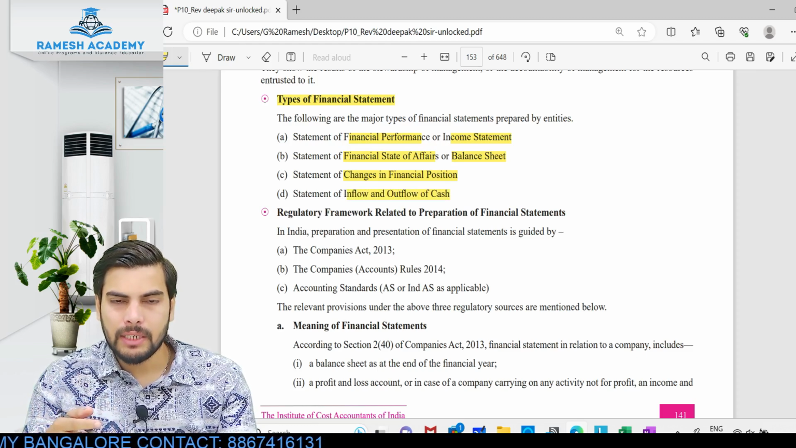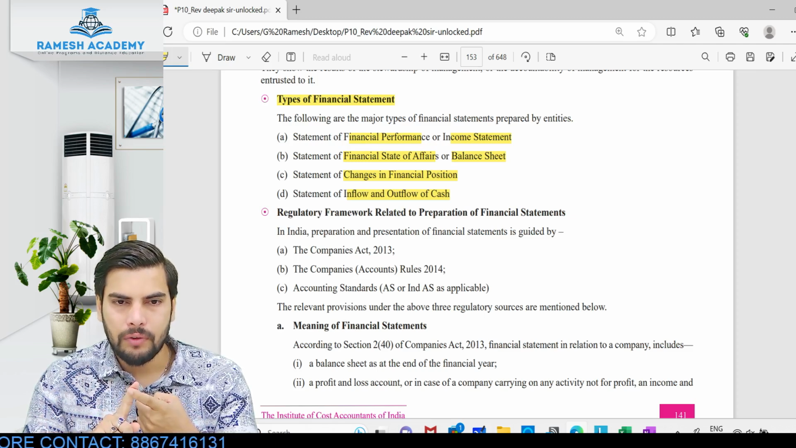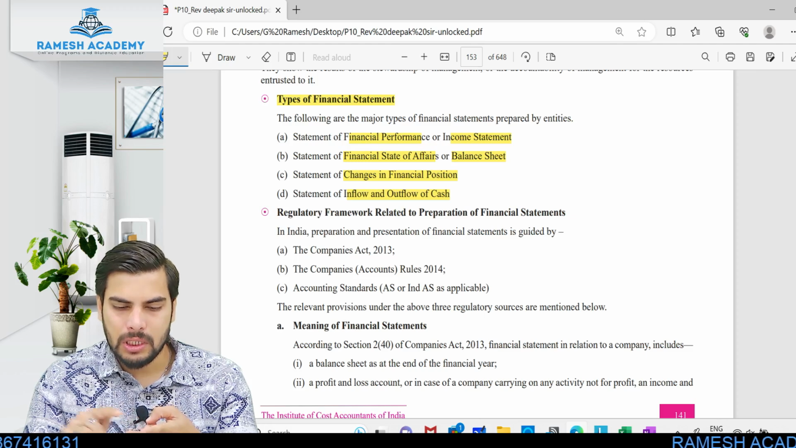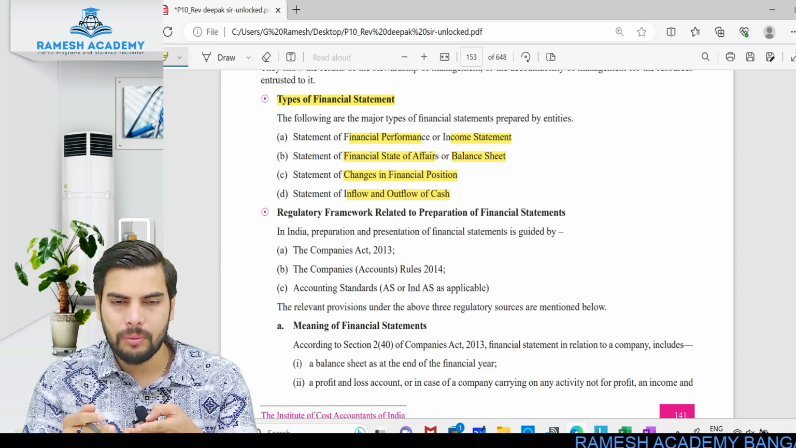So here if you just have a look at it, it mainly includes your P&L account, which will give you the information relating to what? Financial performance. Okay, so financial state of affairs, or financial position, is the balance sheet. State of affairs and financial position, both these pieces of information will be available in the balance sheet. And finally, the cash flow statement, to determine the inflow and outflow of money, we will be preparing this cash flow statement.